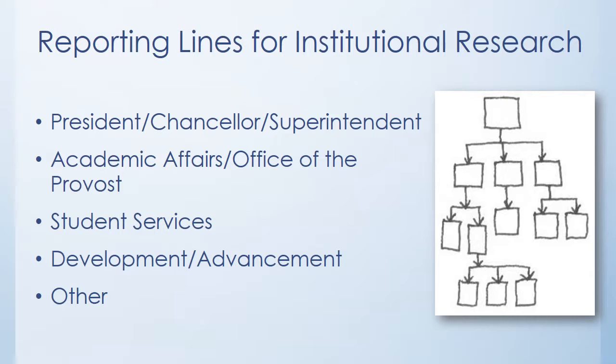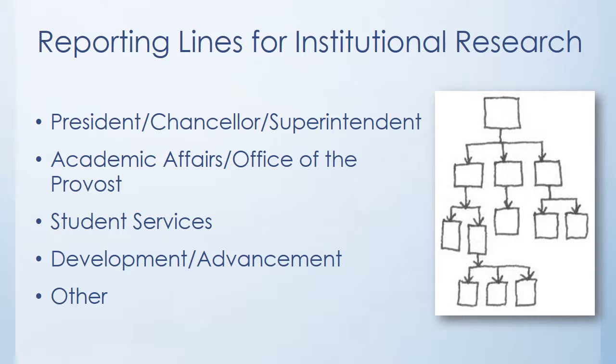Depending on the type of institution, institutional research offices may report to different people in different departments. Many institutions house their institutional research offices within the office of the provost or the vice president of academic affairs, while others report directly to the president of the institution. There are some other reporting lines that can exist as well.